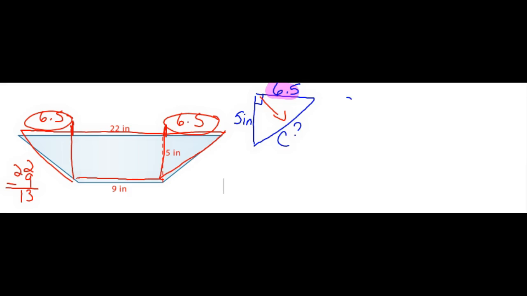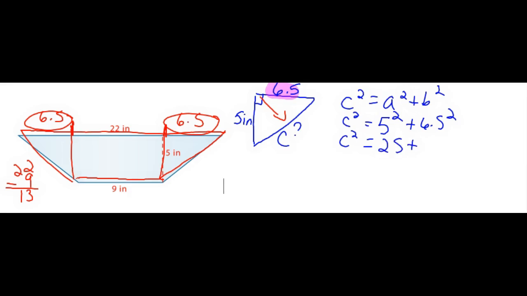So solving for C, I know C squared is equal to A squared plus B squared. So that's going to be 5 squared plus 6.5 squared. 25 plus, I don't know what 6.5 squared is, so I'm going to have to plug that into my calculator. That's 42.25. Cleaning this up again, I get 67.25. Now I'm going to take the root of both sides to undo this square. And that's going to give me 8.2 roughly.